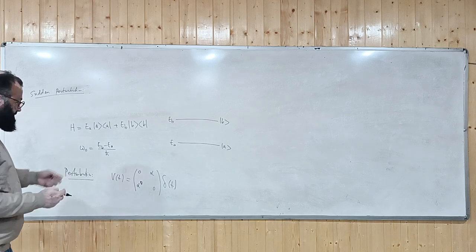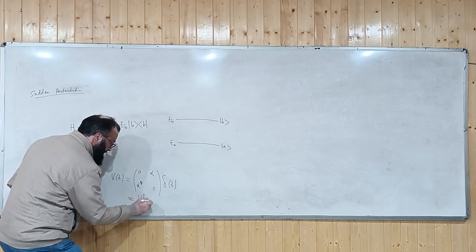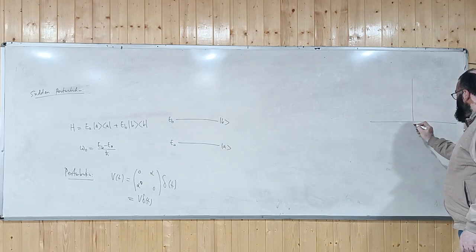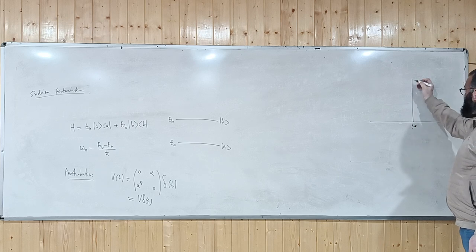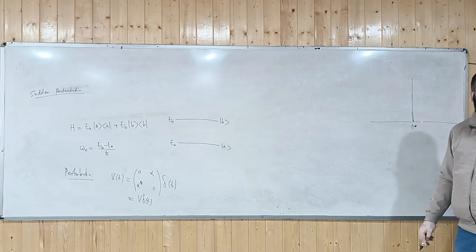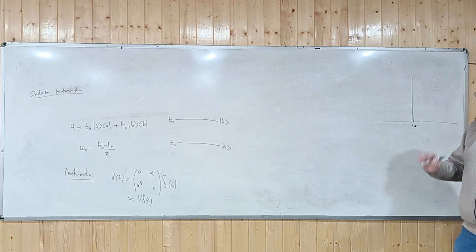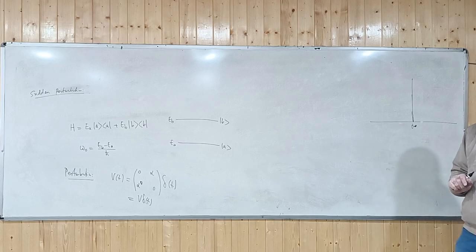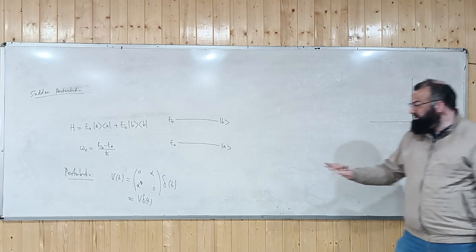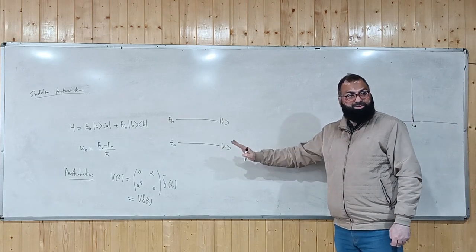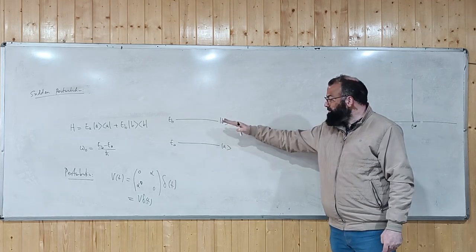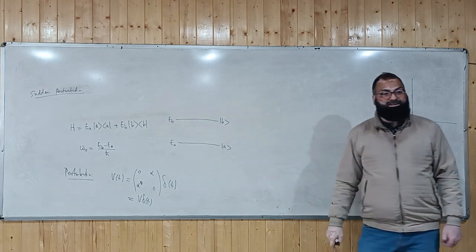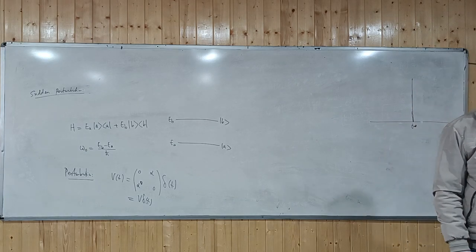Clear? So you can call this V delta(t). It is something at t equal to 0, so at t equal to 0 you are applying the perturbation. Now we need to ask a question. Suppose at t equal to minus infinity your system is in the eigenstate A. Once you apply the perturbation, what is the probability it is found to be in state B? Clear? So how to work out this kind of problem?